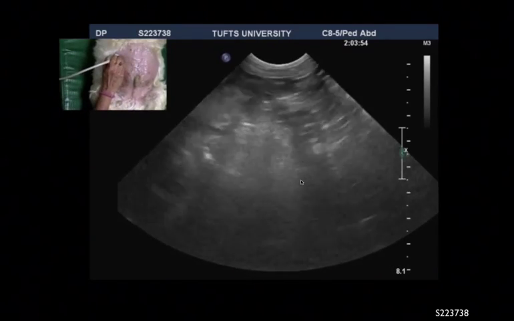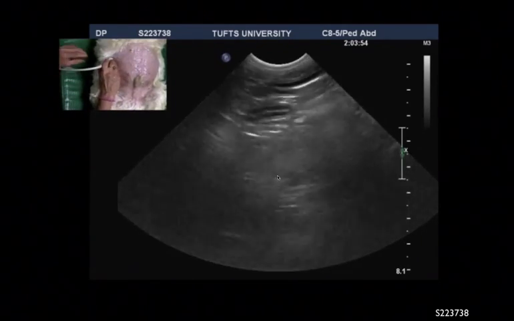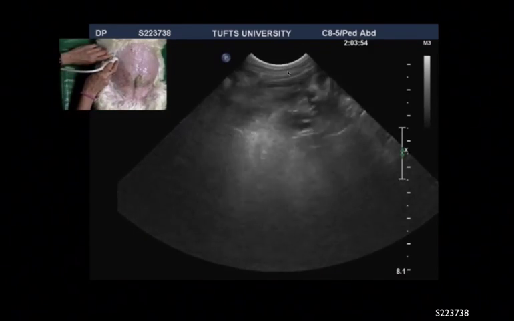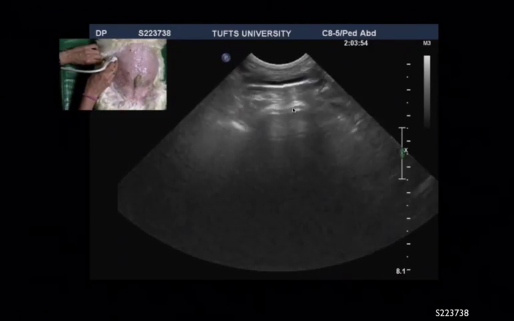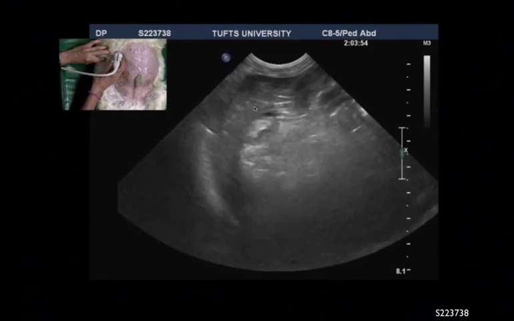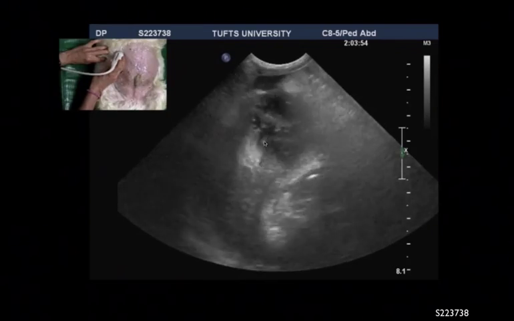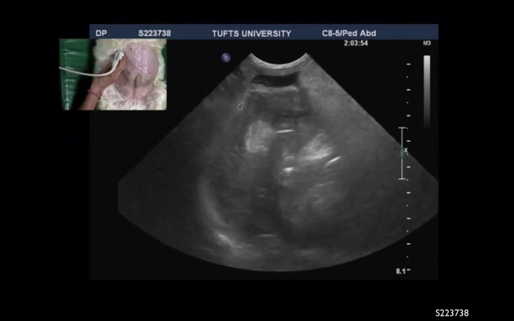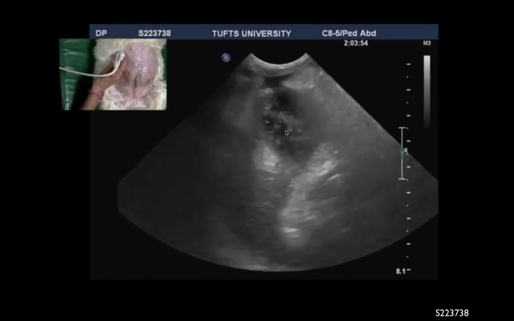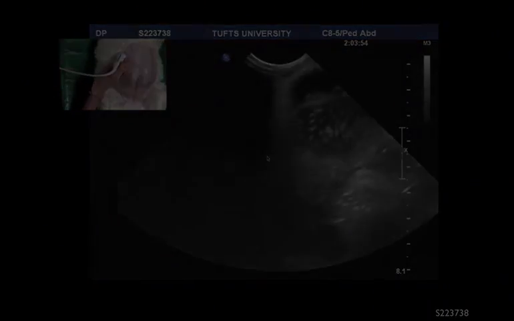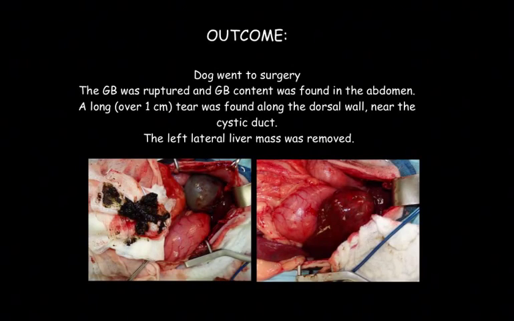Now we are going to try to evaluate a little more of the right lateral side of the liver, but encounter interference with bowel segment, and then we can see part of the liver and a discrete rounded hyperechoic nodule. Based on this finding, the dog was sent to surgery.